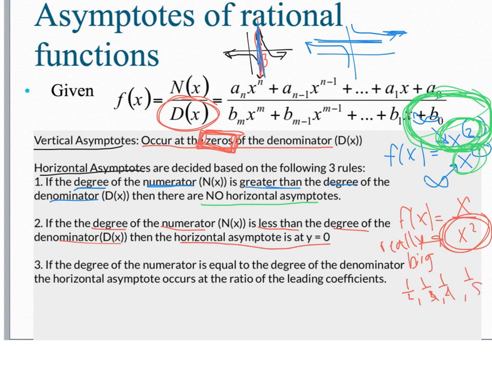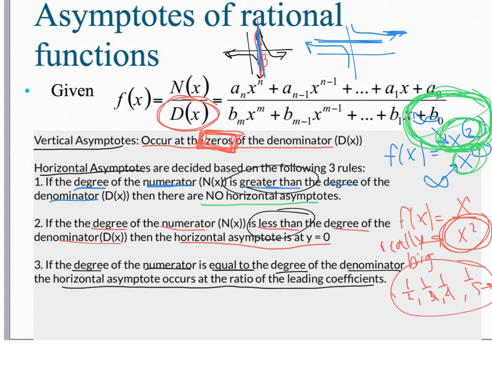1/5, and so on. All of these numbers, as these approach 0, or as these approach infinity, my overall number approaches 0. All right, and lastly, we did a greater than and a less than, and finally, if the degree of the numerator is equal to the degree of the denominator, the horizontal asymptote occurs at the ratio of the leading coefficients. So let's look at that.